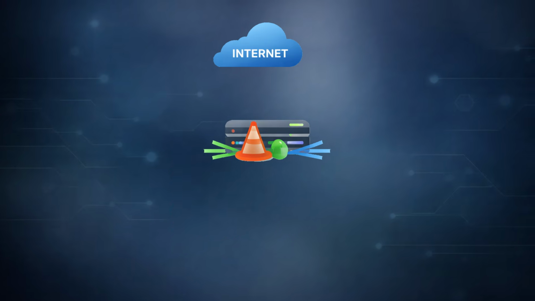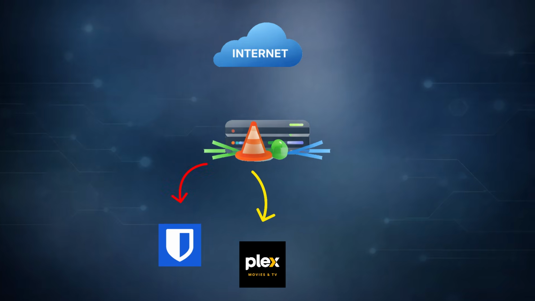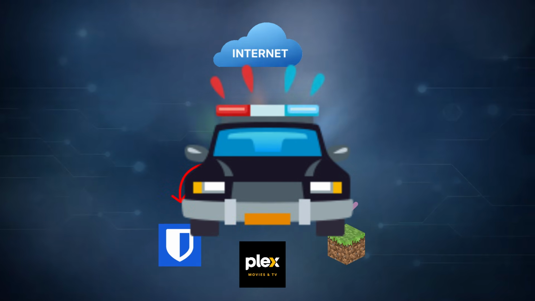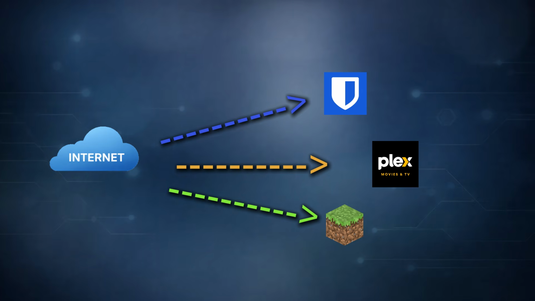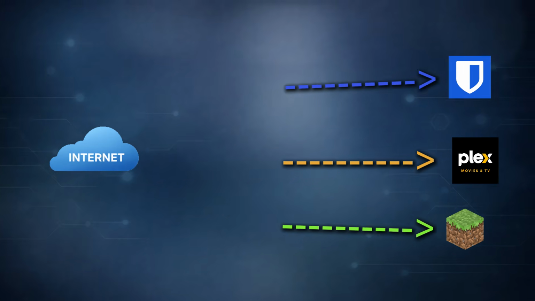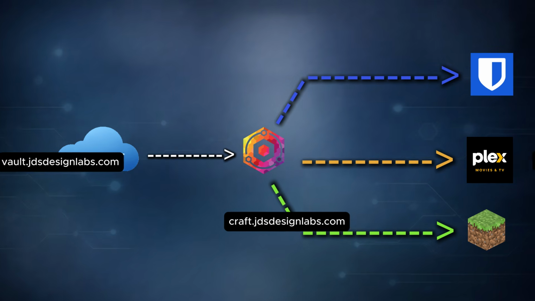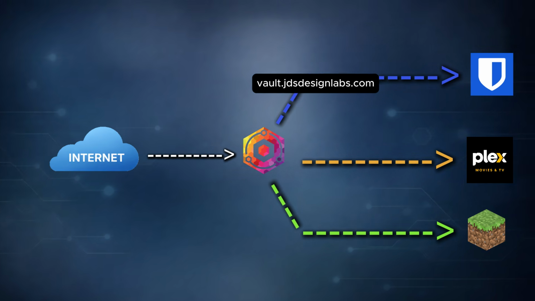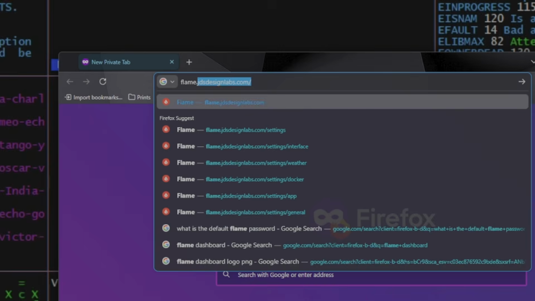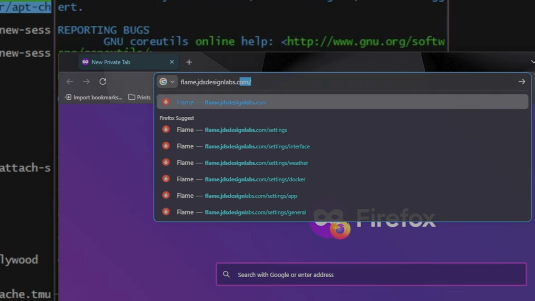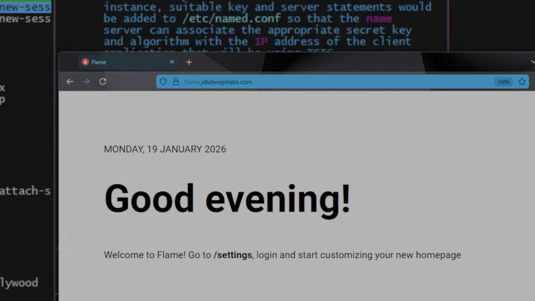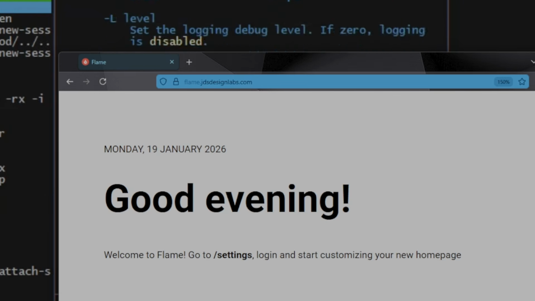So what exactly is a proxy? Well, at a high level, a reverse proxy sits in front of your services and acts like a traffic director. Instead of the internet talking directly to each app, everything goes through the proxy first, and it decides where traffic should go based on the domain name. So instead of remembering IPs and ports, you can go to something like app.yourdomain.com, and it lands exactly where it should. This is why I always recommend setting this up early. Everything else becomes easier after.